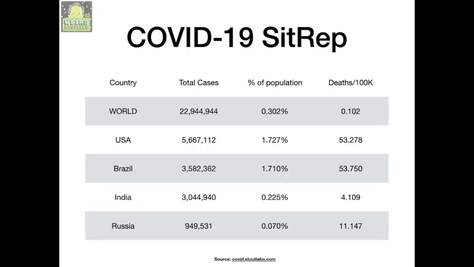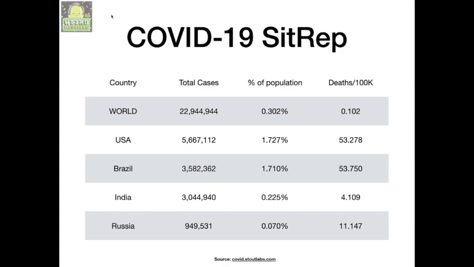The world's up to 22.9 million cases. USA at 5.67 million cases, which is about 1.7% of the population. Now, that doesn't necessarily mean that only 1.7% of the population has been infected. These are cases. Obviously, people who are asymptomatic, who have never been tested, won't show up in these numbers.